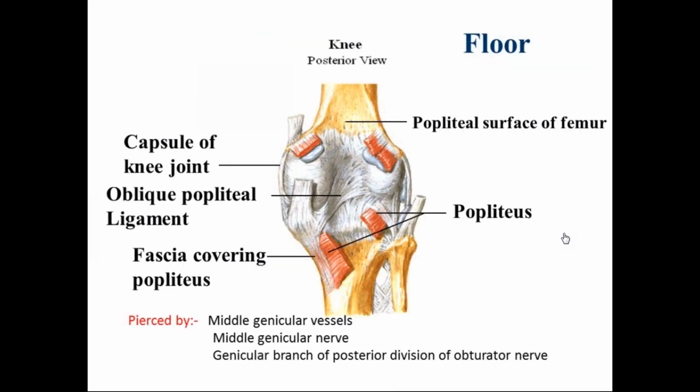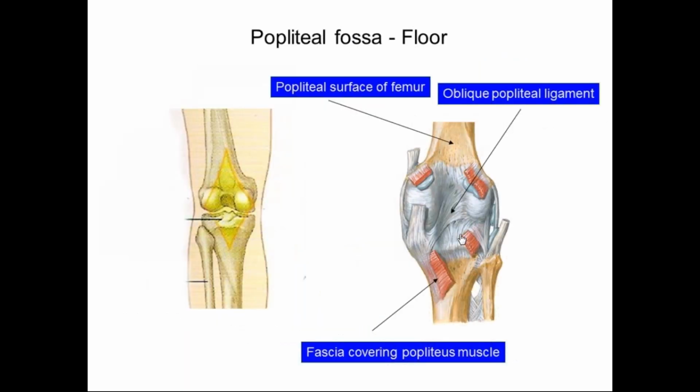Next, we come to the floor of popliteal fossa. The floor of popliteal fossa is formed from above downwards by the popliteal surface of femur, the capsule of the knee joint, the oblique popliteal ligament, and the strong fascia which is covering the popliteus muscle. This again is showing the structures forming the floor of popliteal fossa. Posterior surface of femur, capsule of the knee joint, oblique popliteal ligament, and fascia covering the popliteus muscle.